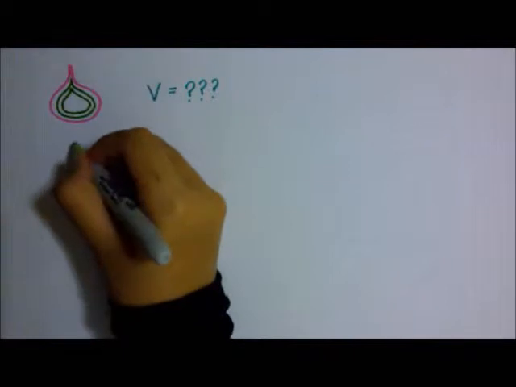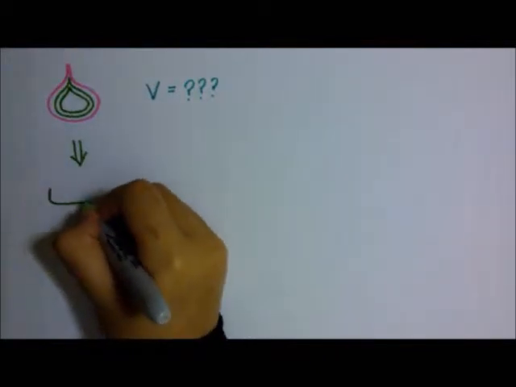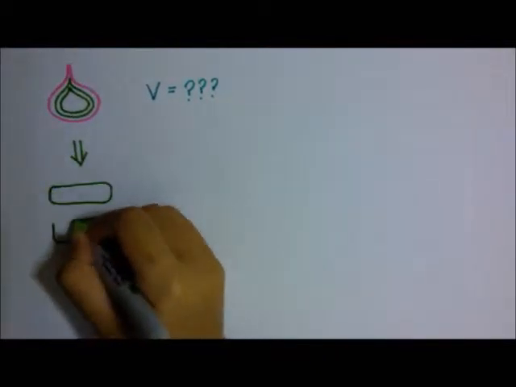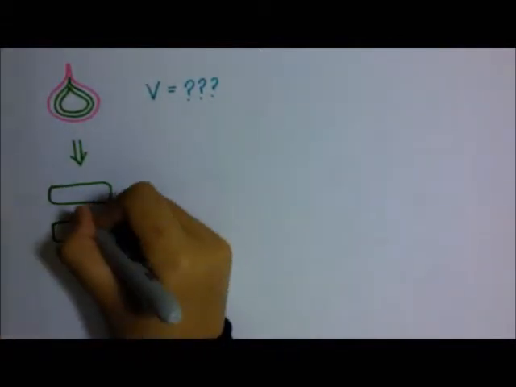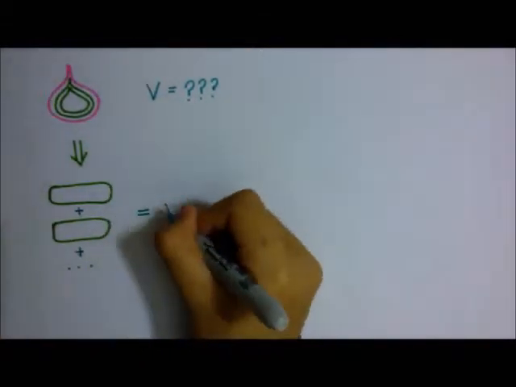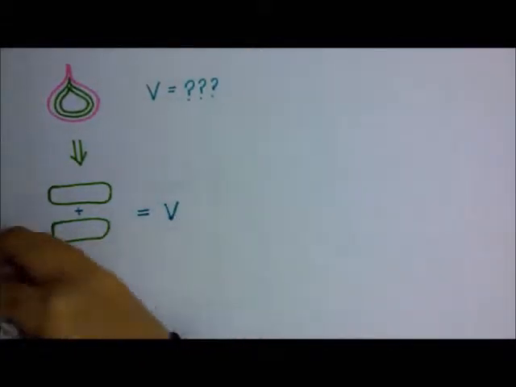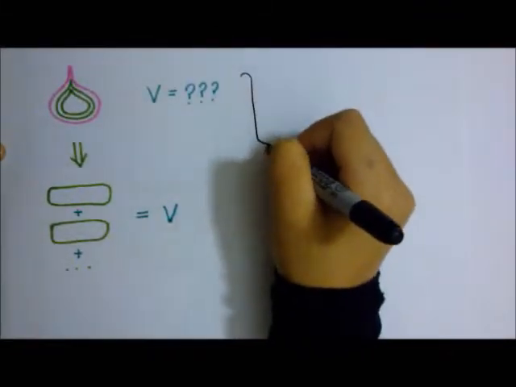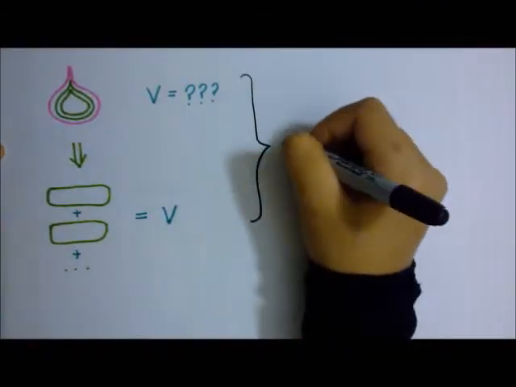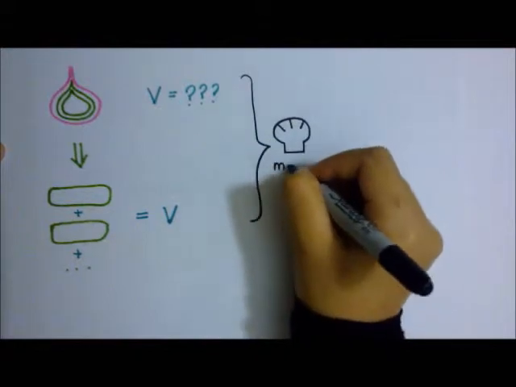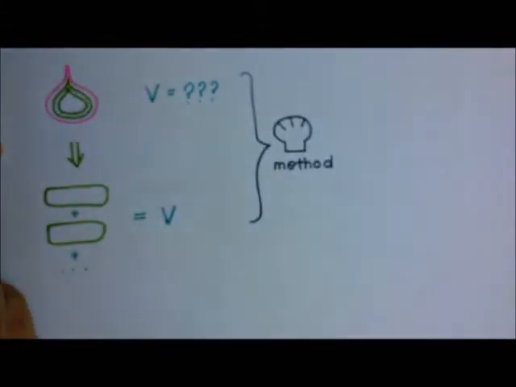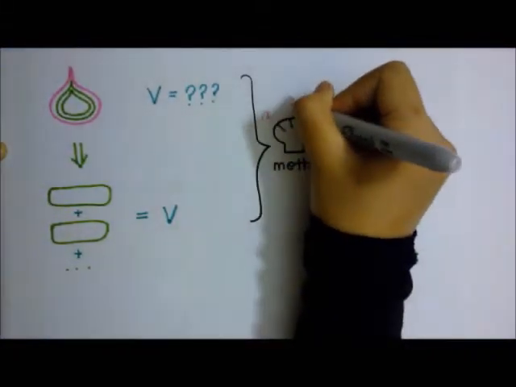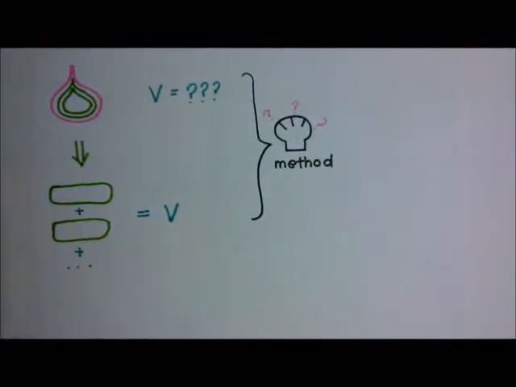Since onion skin can be peeled off, we can try to peel it off one by one and sum up all of them. Therefore, we can find its volume. This method is called the shell method. What is the shell method?